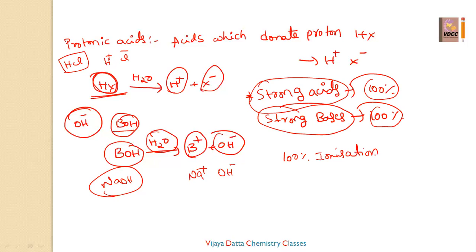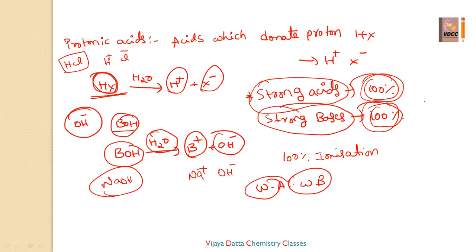Then what about the weak acids and weak bases? When compared with the strong acids and strong bases, the ionization in weak acids and weak bases will be less. In weak acids and weak bases, the ionization percent will be less. They will not dissociate 100%. Now we are going to calculate the degree of ionization, that is, to what extent they are ionized.